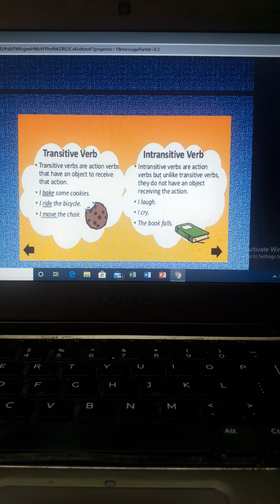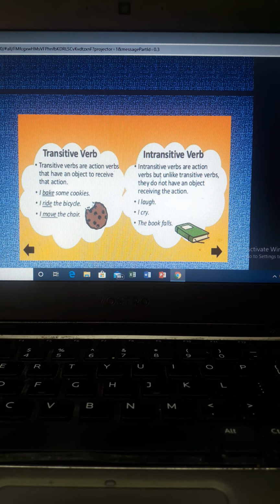But suppose the example of a sentence is I laugh, or I cry, or the book falls, right? In that case, what is the verb over here? I laugh. Laugh becomes the verb. But I laugh what? There is no object after that, isn't it? So a verb which is not followed by an object, or the sentence which does not have an object over here, in that case the verb becomes an intransitive verb.